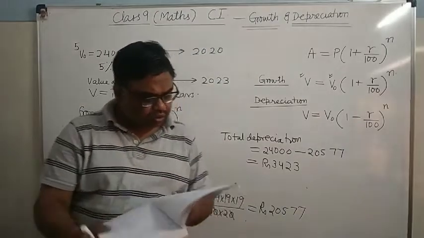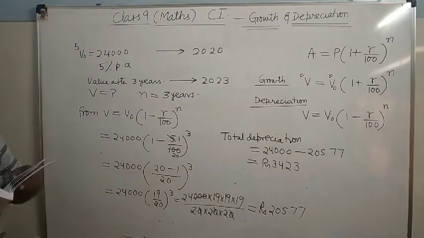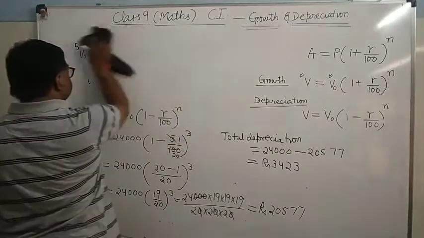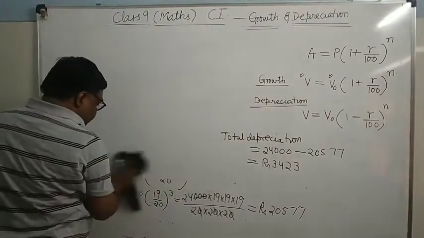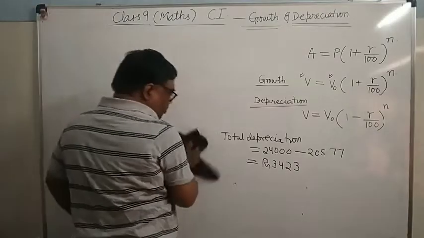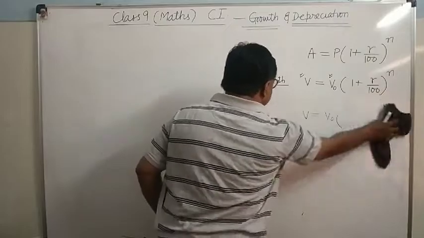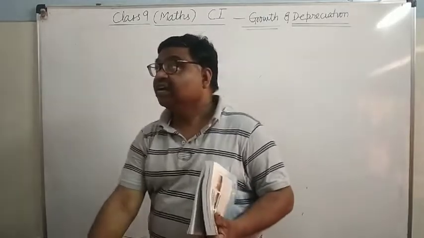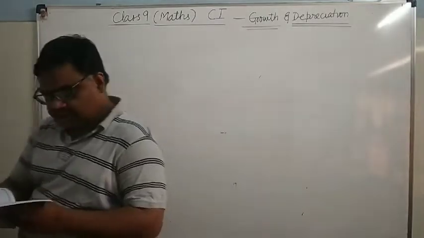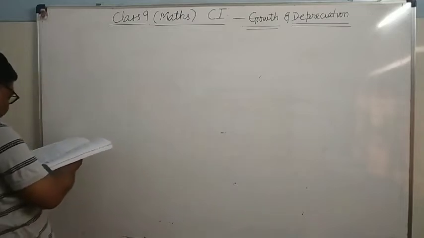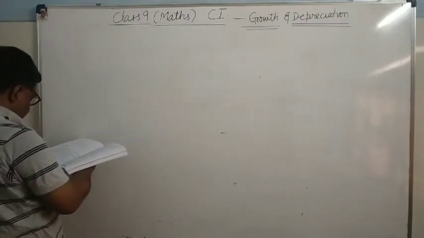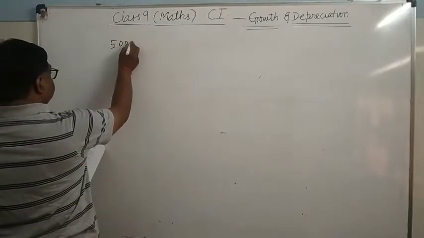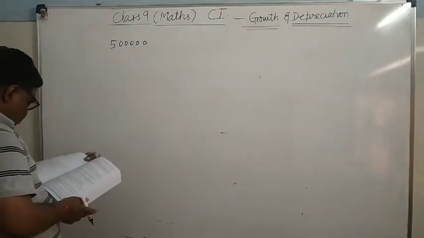Now I will do one more question here. Question number 10. All questions are very simple. Question number 10. The value of the machine worth rupees 5 lakh. 1, 2, 3, 4, 5, yes. Worth rupees 5 lakh. This is the value of machine.